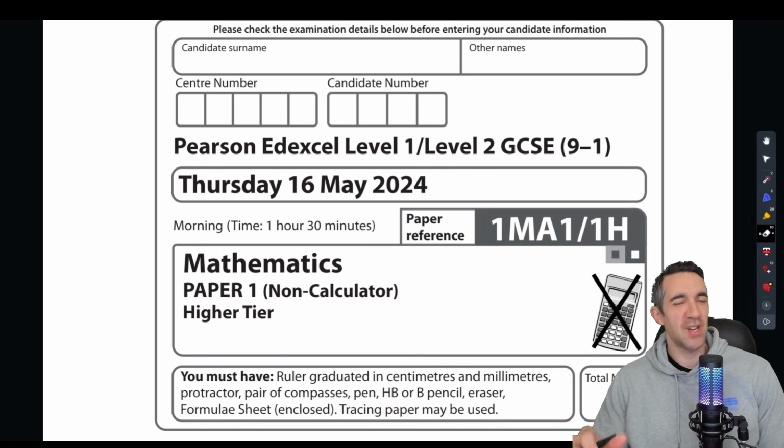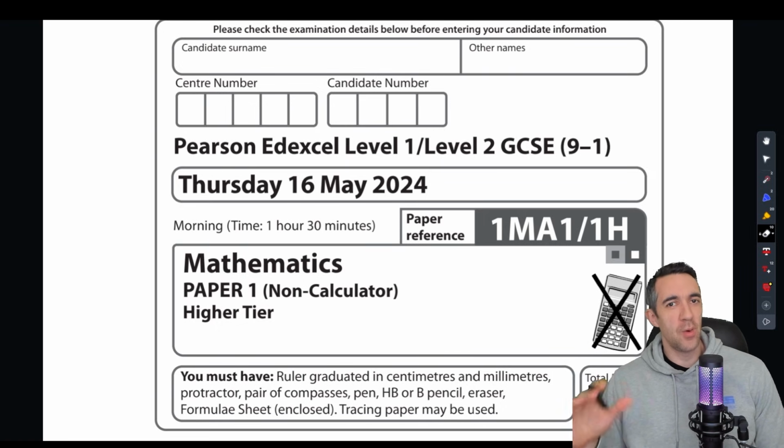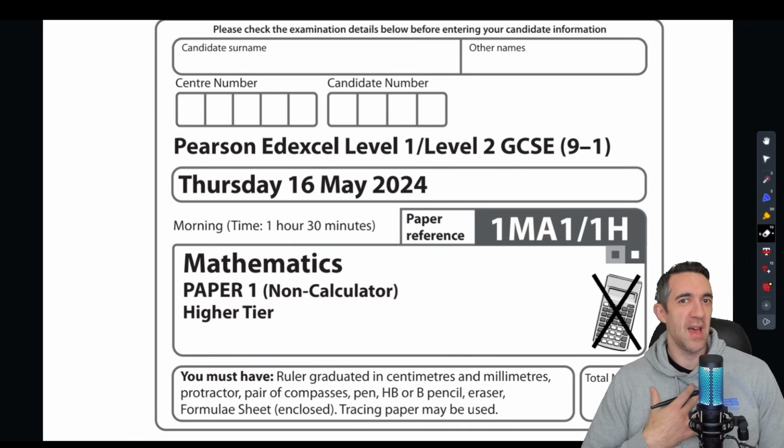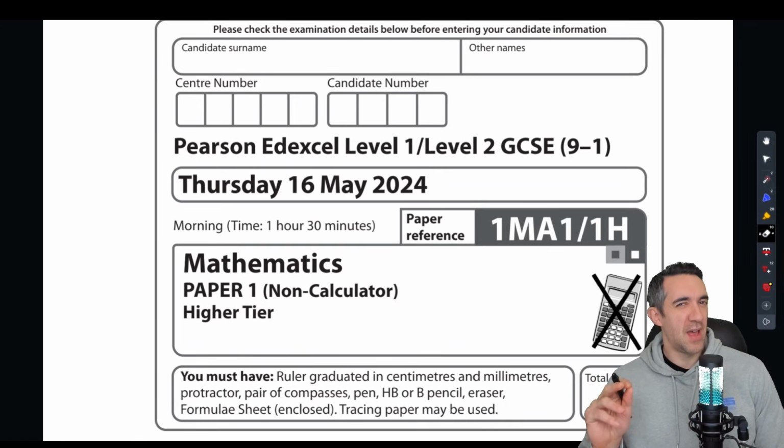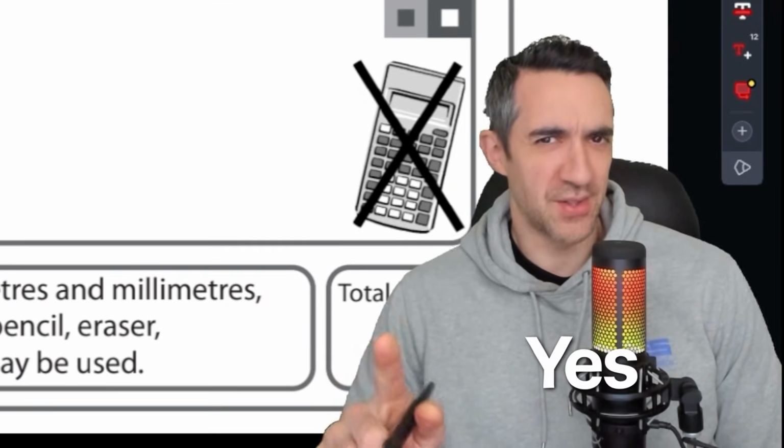That's me. So I've got a challenge today that I've been thinking about for a little while now. So I thought we'll give it a go. I've got this GCSE non-calculator paper from 2024. It's a higher tier. We're going to work through and see what grade I'm going to get without actually getting anything right. Yes, you heard.